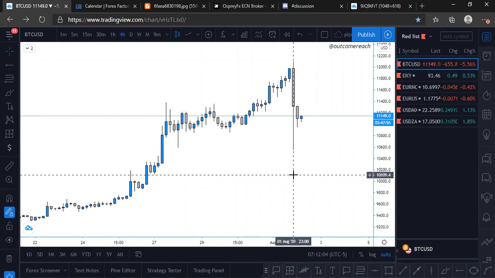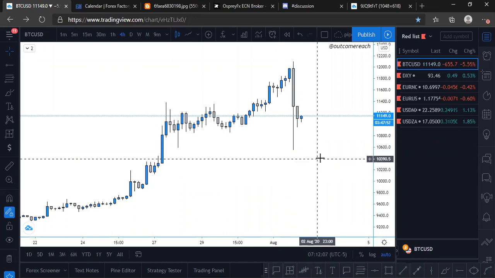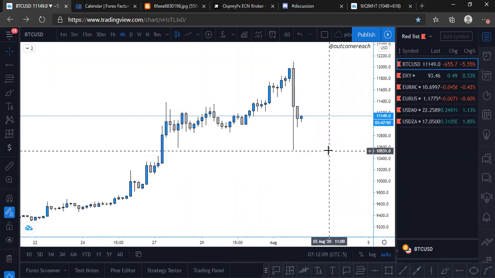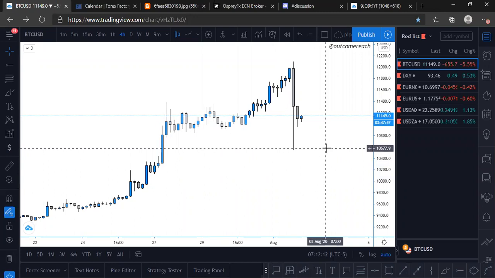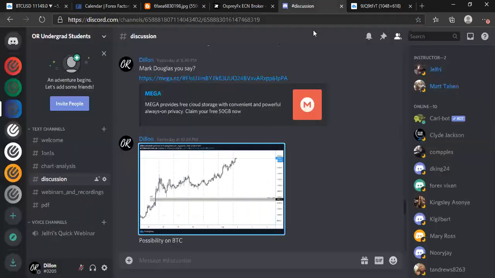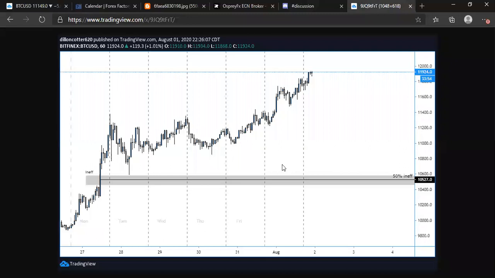So, in today's video, we are going to look at a recap of last night's Bitcoin setup. First things first, you can see in the Discord right here, yesterday about 10:30 p.m., I sent out this setup right here. This was the before setup that I saw. So let's go and mark this up and talk about what I saw.